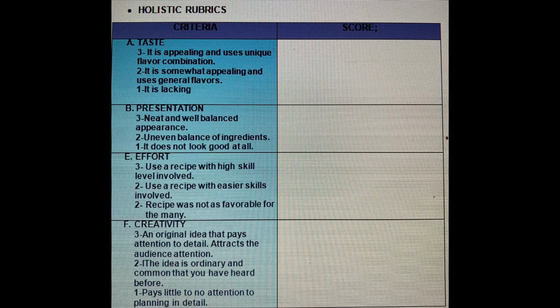Third criteria, effort. 3, use a recipe with high skill level involved. 2, use a recipe with easier skills involved. And 1, recipe was not as favorable for the many. And the last criteria, creativity. 3 is for an original idea that pays attention to detail, attracts the audience's attention. 2 is for the idea is ordinary and common that you have heard before. And 1 pays little to no attention to planning in detail.